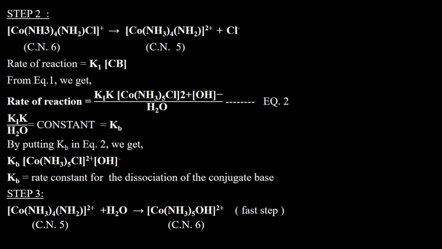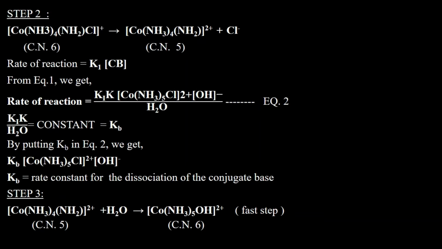In the second step, the conjugate base obtained above undergoes SN1 dissociation with the formation of a five-coordinated intermediate. It is a slow step and it loses the Cl- ion. For example, [Co(NH3)4NH2Cl]+ gives [Co(NH3)4NH2]2+ plus Cl-. Here the conjugate base has coordination number 6 and the intermediate formed has coordination number 5.